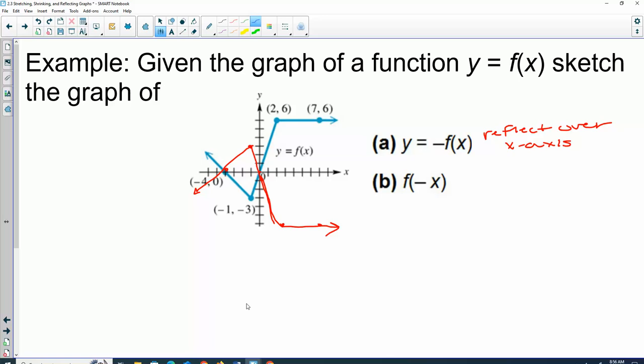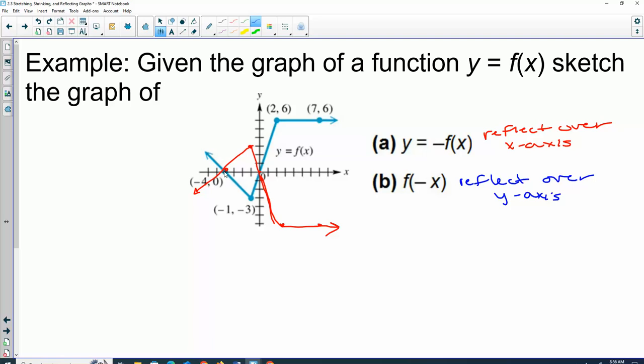If I tell you f of negative x, so if the x has a negative on it, what is that doing to our graph? Taking all of our points and changing the sign on the x will reflect it over the y-axis. So it's just kind of a symmetry.